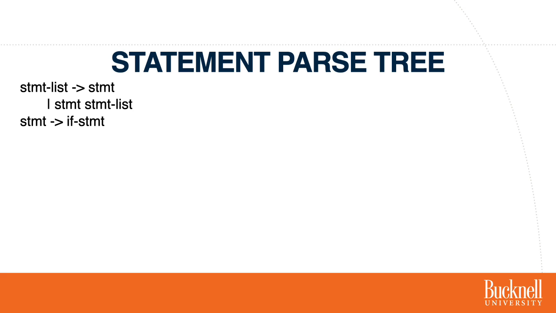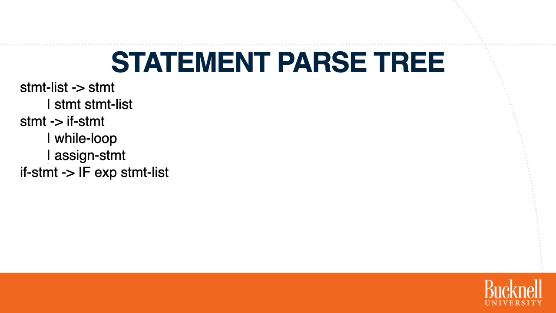A statement can be an if statement, or it can be a while loop, or it can be an assignment statement. In a real language, it could also be a for loop, or any number of other things. An if statement is if followed by an expression and then a statement list. The statement list here is all the statements inside of the if. An assignment statement is a variable followed by an equal sign and an expression. Again, this isn't a real language. This is just some pseudocode.